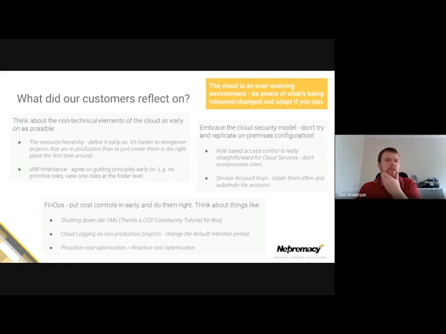Some little nuggets of information. There are things like community tutorials in GCP around shutting down idle VMs automatically, right? It's a really straightforward process, and you can implement it really early on. It puts a bit of a safety net underneath your experimentation. Cloud logging on non-prod projects is a constant thing that we see across organizations. Change the default retention period.